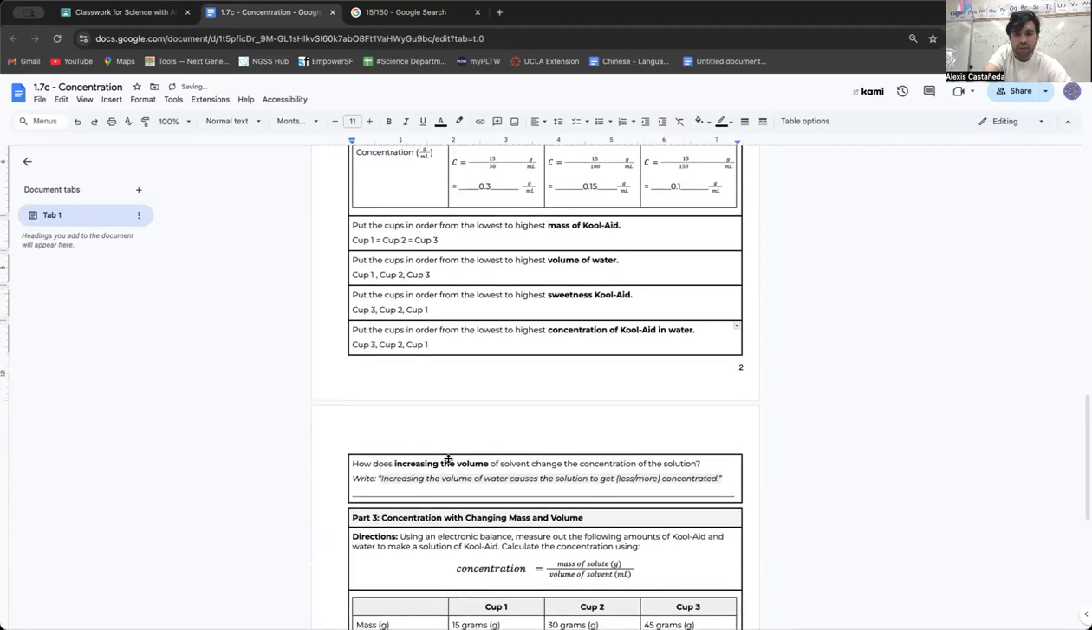So how does increasing the volume of the solvent, increasing the amount of water, affect the solution? Well, increasing the volume of water causes the solution to get less concentrated. And that makes sense. If I add more water to something, there's more water and less of the thing that makes it sweet. So a higher amount of water makes the solution taste less concentrated, less sweet. So if I add more water, I make the concentration decrease.